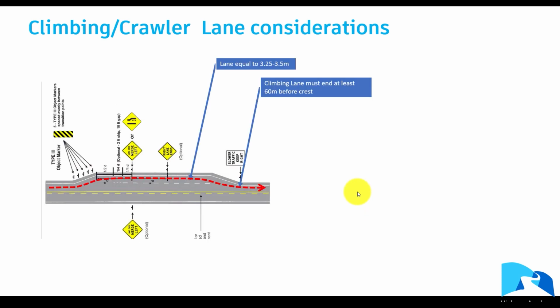Now, what are normally the considerations? The image below shows a typical climbing lane and the considerations you take. Sometimes the lane width is normally 3.25 to 3.5 meters. And it's always very good to ensure that your climbing lane ends 60 meters before a crest.